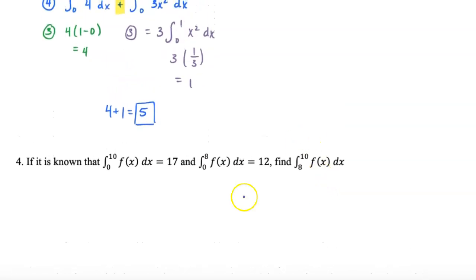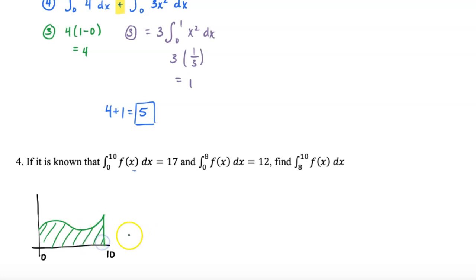And so let me draw a rough sketch of what this might look like. Now I don't know what this function f of x looks like at all, but we can just make it anything we want. So let me just make this some curve, and I'm going from 0 to 10 ultimately. So let's make it look something like this. And I'm going from 0 to 10. Okay. I found that the integral from 0 to 10 is 17. So I found that this area as a whole is 17.